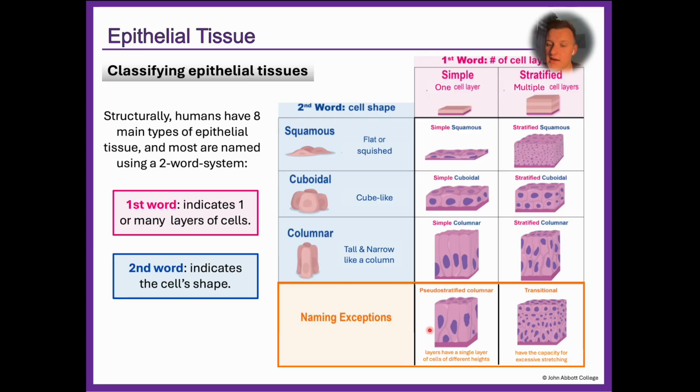Pseudo means fake, right? Pseudoscience is fake science, people making up these weird conspiracy theories, right? Pseudo means not real. Stratified means multiple layers, right? So it's fake, multiple layers. It's not really multiple layers. Pseudo, not really. Stratified. It's not really stratified. So why do we say this?